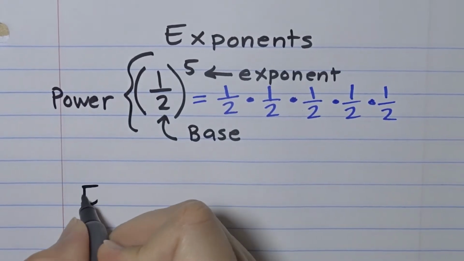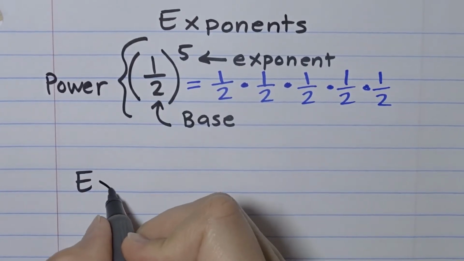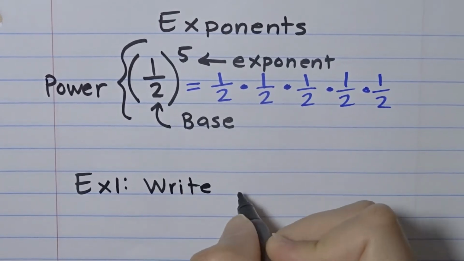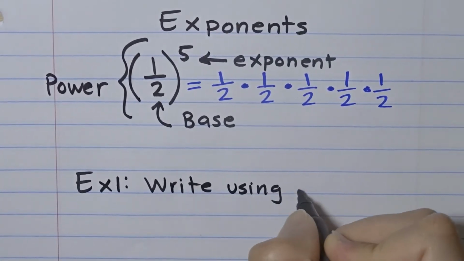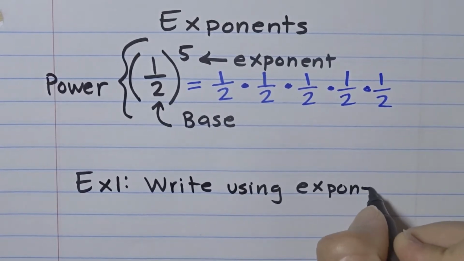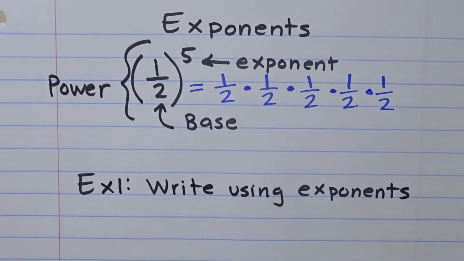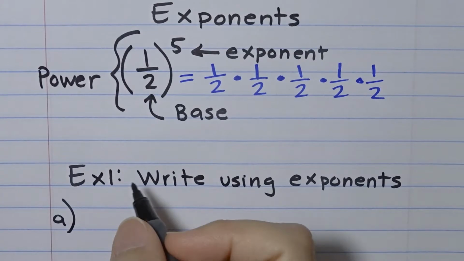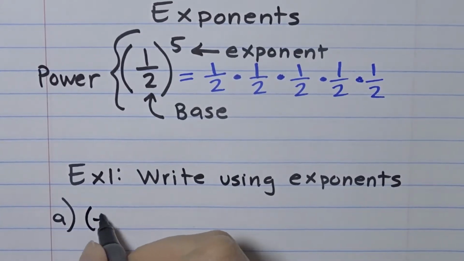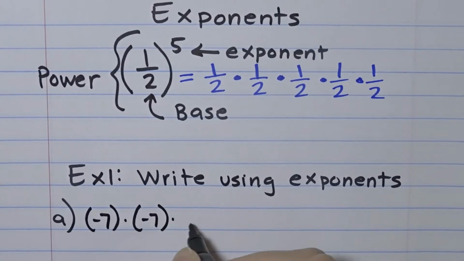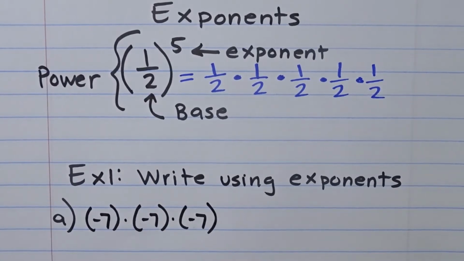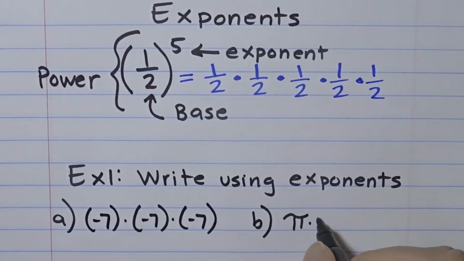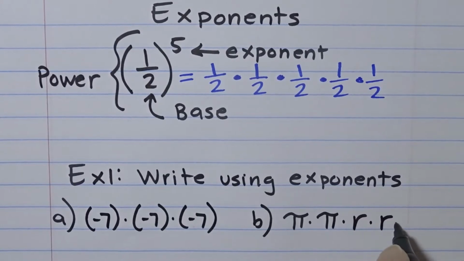I want to make sure we understand the ways in which we can write these things. So I'm going to give you a problem, and you're going to write it in exponential form. Say a is -7 times -7 times -7. And then b is going to be, let's say it's pi times r times r times r.